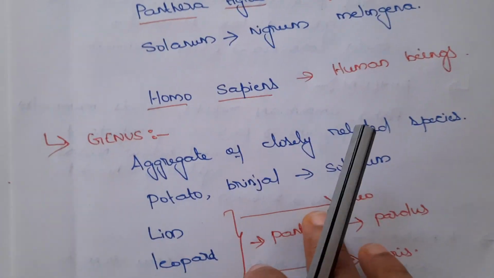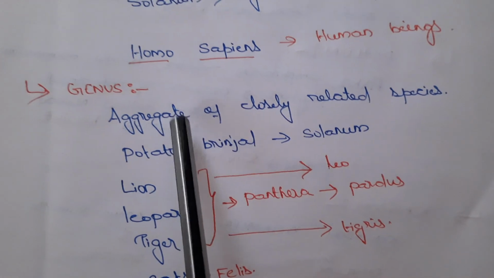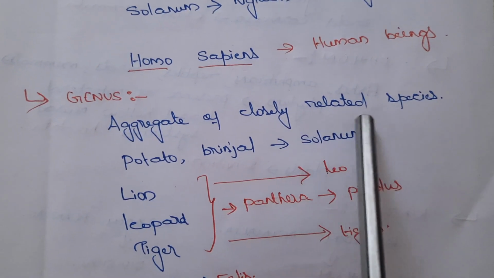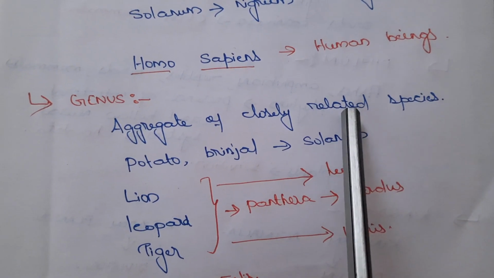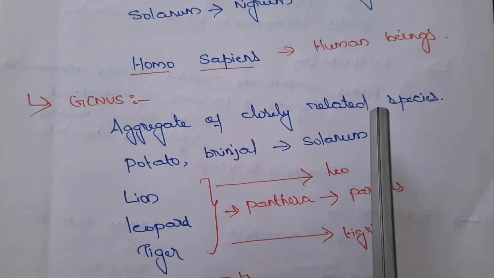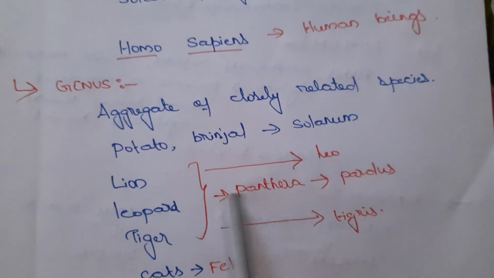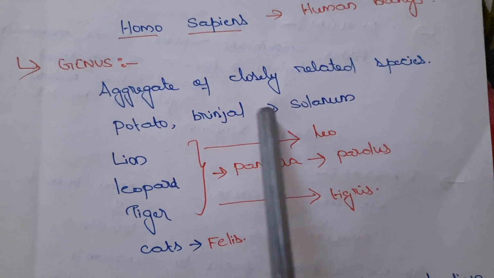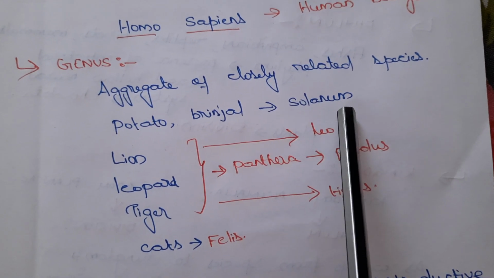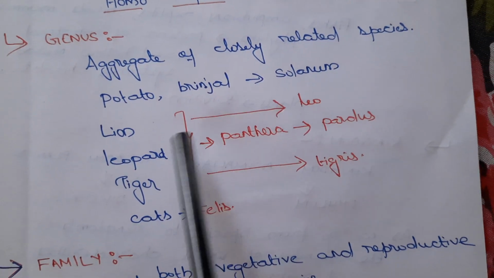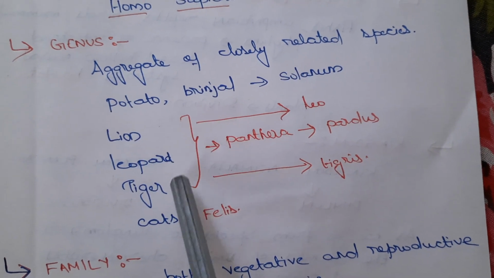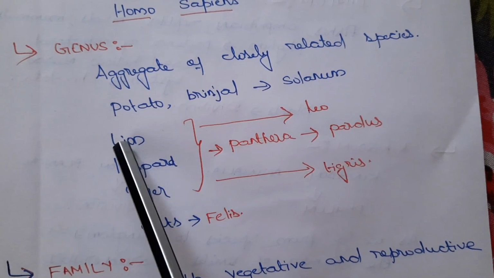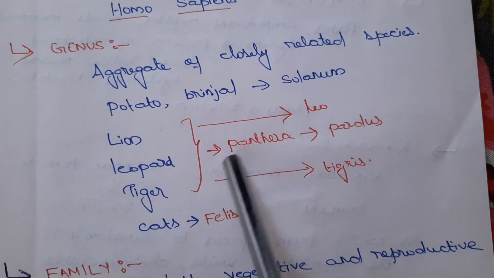Now let us see what is genus. Genus means an aggregate of closely related species. So here you will find different species having some relation. Potato and brinjal come under the genus called Solanum. Then lion, leopard, tiger: these three species come under a common genus called Panthera.